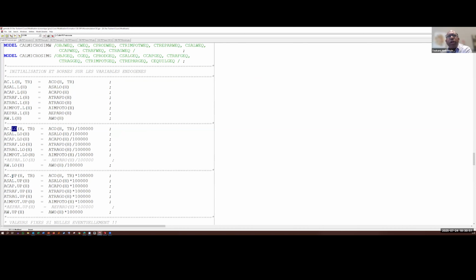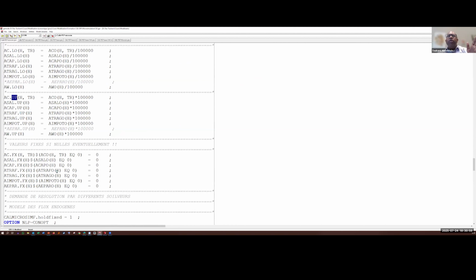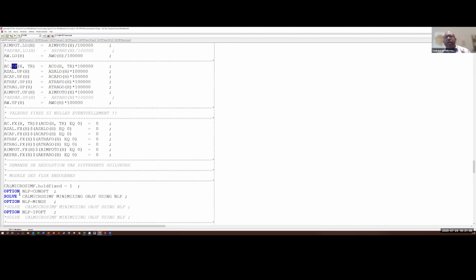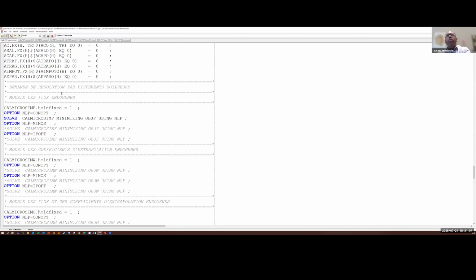Here we put the upper value to help the solver go right to the solutions. And here, if the value is null, we put 0, and then we solve. What are we solving? We are solving this.